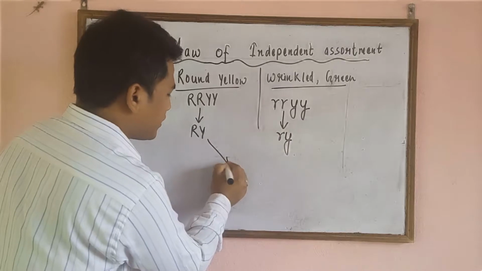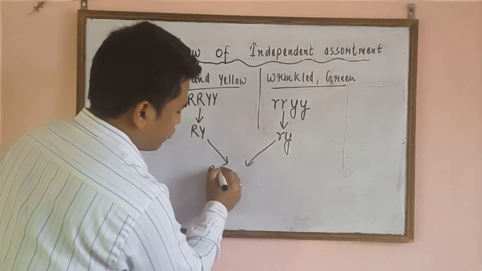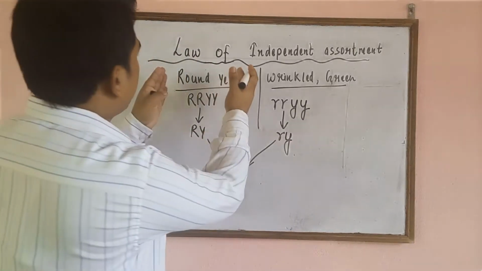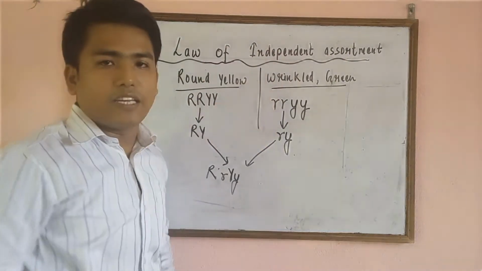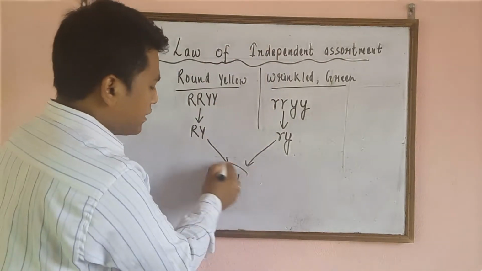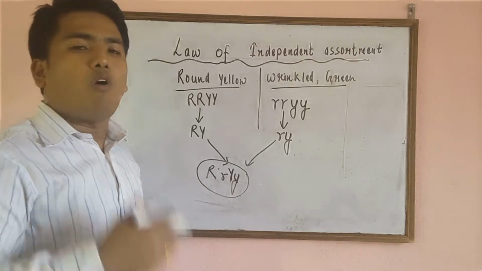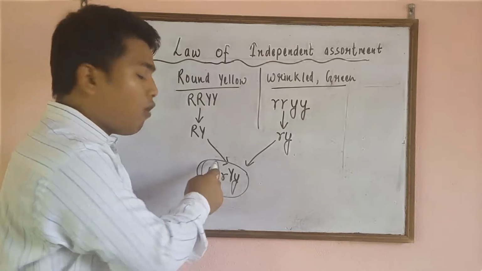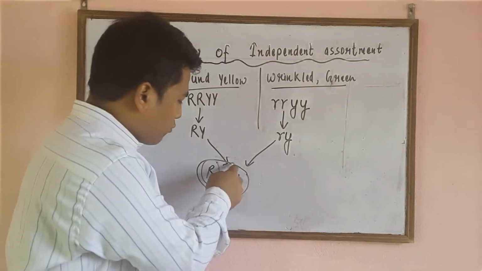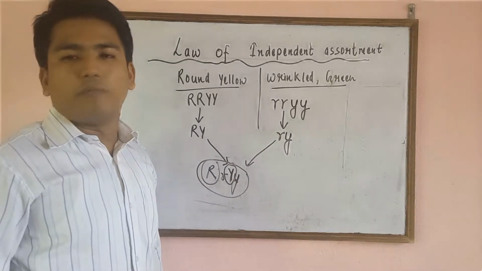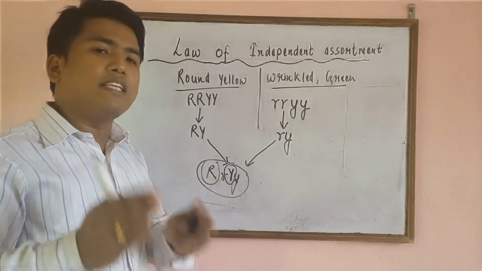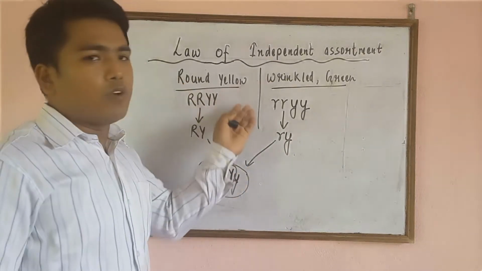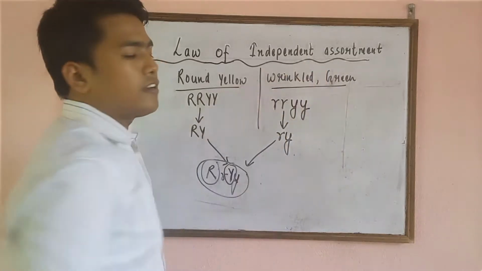During cross-pollination between the round and yellow and the wrinkled and green seed, in the first filial generation all the seeds will be round and yellow, because round is the dominant characteristic and yellow is also the dominant characteristic. So in the first filial generation, all the seeds will be round and yellow.